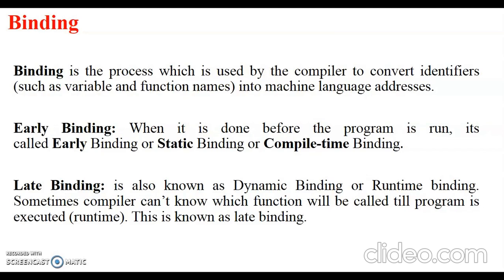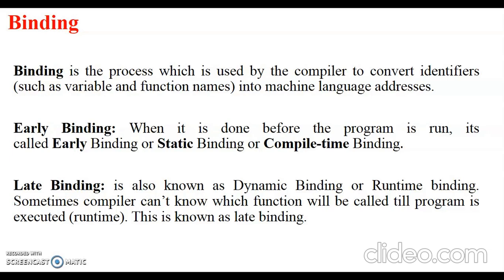What does binding mean? Binding is the process used by the compiler to convert identifiers, meaning variable or function names, into machine language addresses. I told you that what we write is called source code, and that source code is converted into object code, meaning machine language code. That process is called binding, where the compiler converts all the identifiers, variable and function names, into machine language addresses.